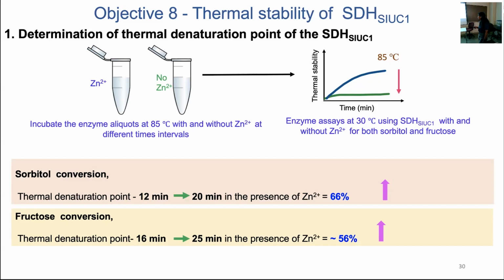And when the zinc was there, the thermal denaturation point was increased up to 20 minutes. And in the fructose reaction, we observed that without zinc, it would terminate the reaction at 16 minutes. And when zinc is present in the pre-incubated enzyme, the thermal denaturation point was increased up to 25 minutes. So here we observed about 66% thermal denaturation point increment in the sorbitol reaction, while it was about 56% in fructose conversion.